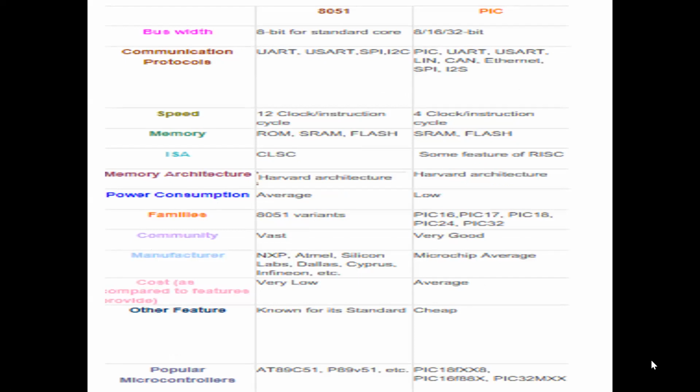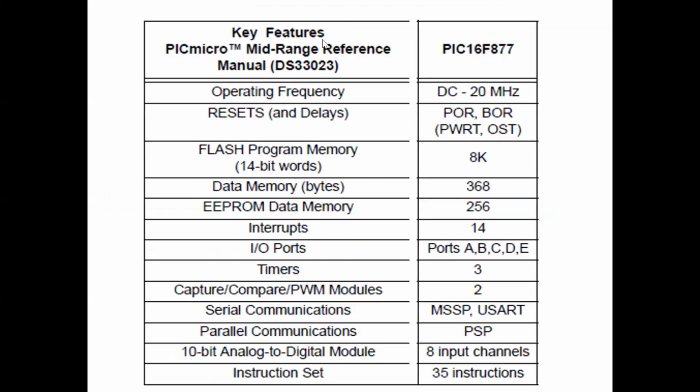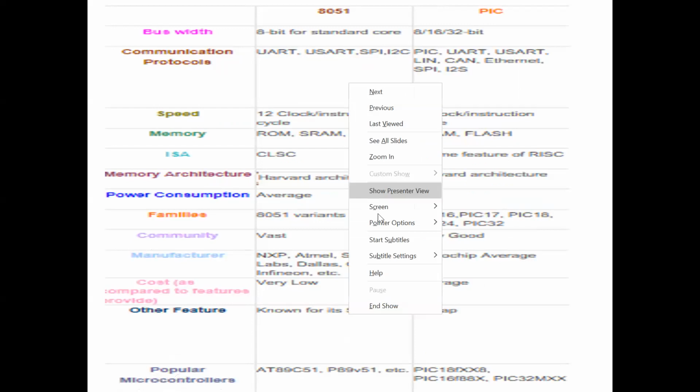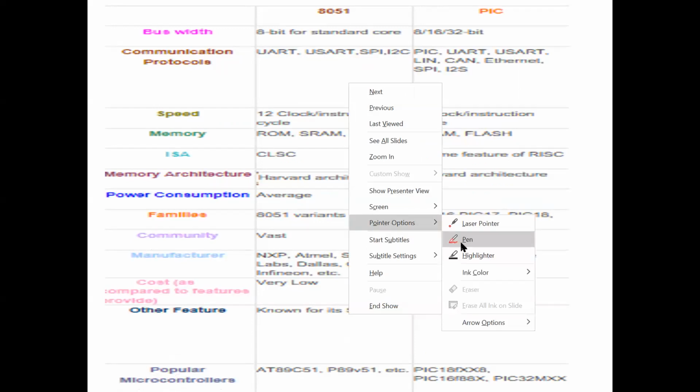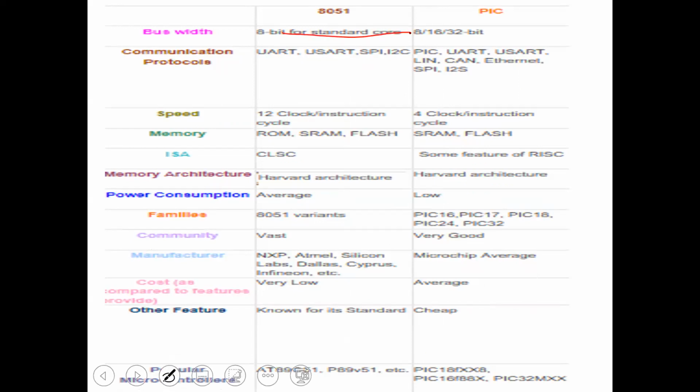Okay, this is the difference I have given. Actually, in PIC microcontroller, it is 8-bit. Okay, wait. Actually, they were comparing the family. Can you understand or not? Okay, so both are 8-bit. Actually, this is also 8-bit, PIC 16F877. That is also 8-bit.